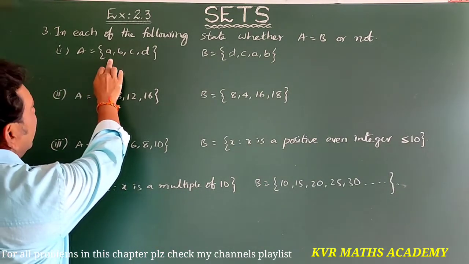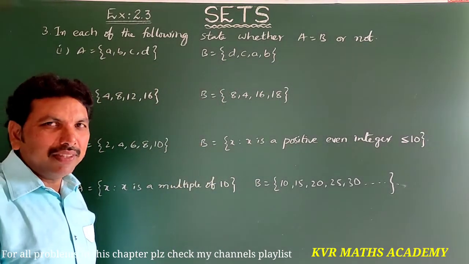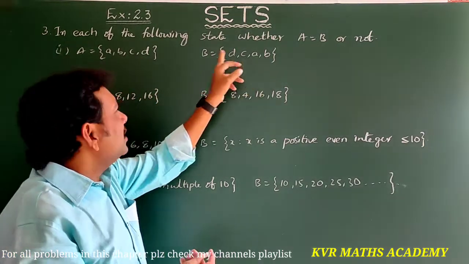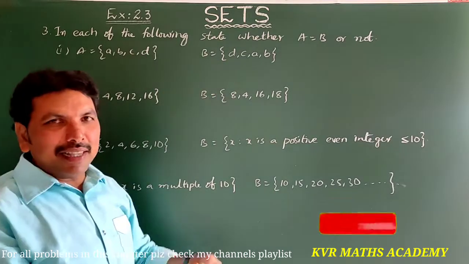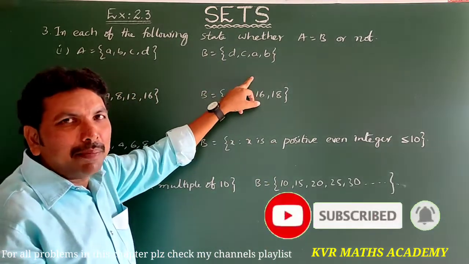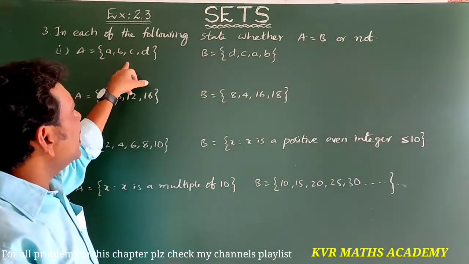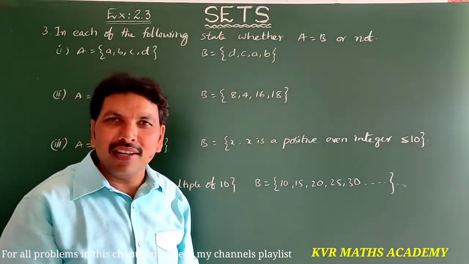Look here, A is equal to set of A, B, C, D and B is equal to set of D, C, A, B. See, in these two sets, same elements are present. Isn't it? But order is not same. But here all the elements are A, B, C, D and here also A, B, C, D. So that's why A is equal to B or not?